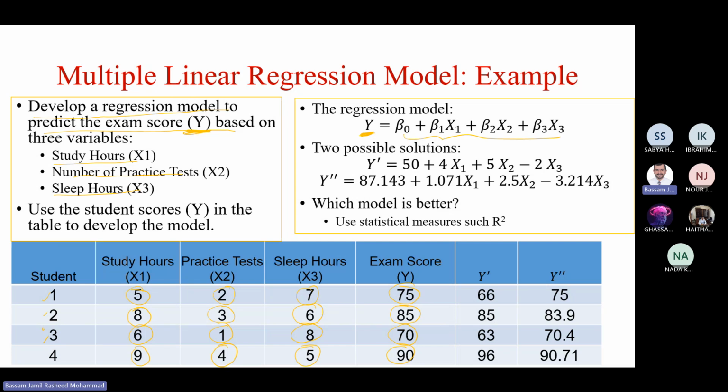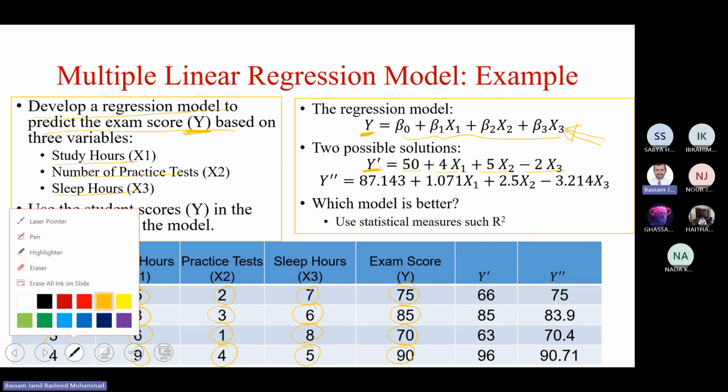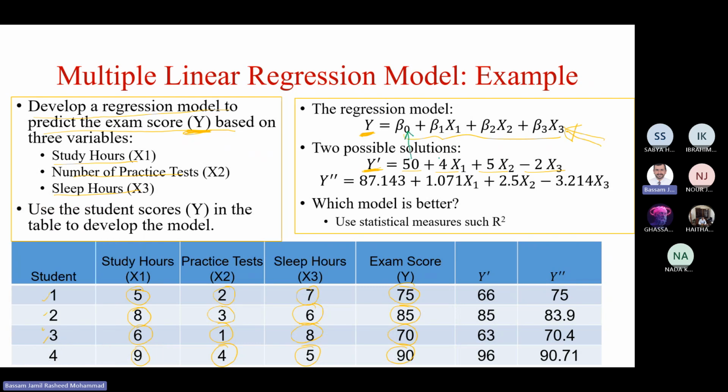Okay, so now we need to solve this. Obviously, we went in and did our numerical analysis, and we came up with 2 models. One possible solution says 50 plus 4x1 plus 5x2 minus 2x3, and these pluses and minuses correspond to B0, B1, B2, and B3. You can see that this model rewards the variables x1 and x2, the study hours and the number of practice tests, but punishes x3, which is the sleep. So the more you sleep, the lower the grade you have. This is the model. Another solution that we worked out during numerical methods is this solution here.